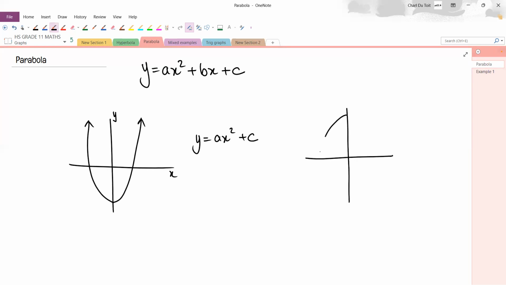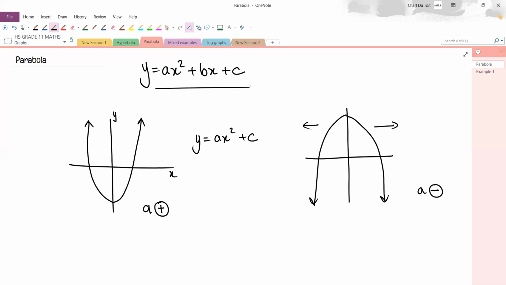Or it looked like this. Y equals ax squared plus c, or you may have used q. Now, the graph on the left, your a value was positive. And the graph on the right, your a value was negative. Could you remember that? But now the graph is going to move to the left or the right. And that's why we have ax squared plus bx plus c. Okay, good. It's not difficult.